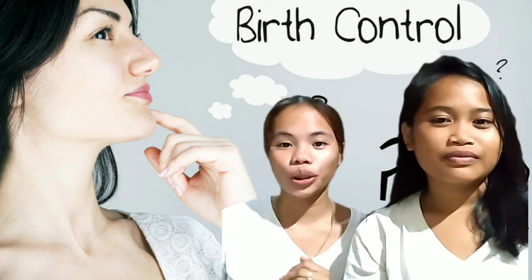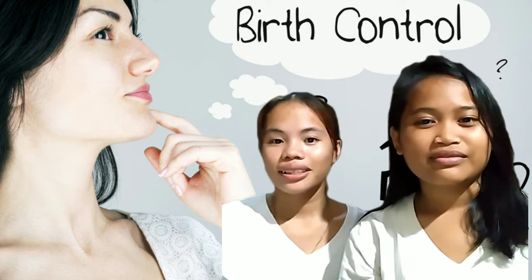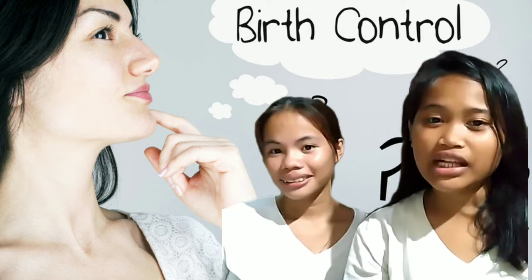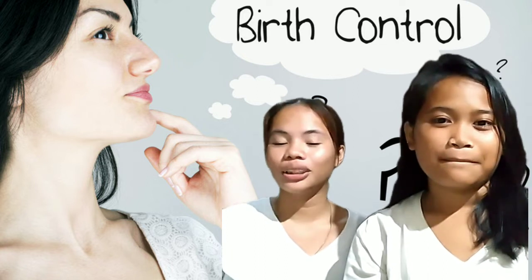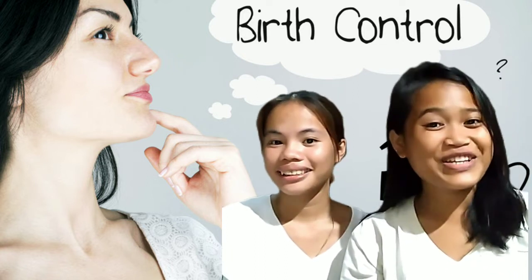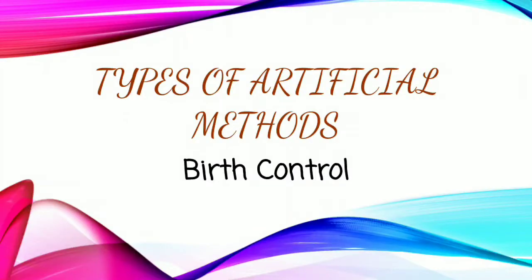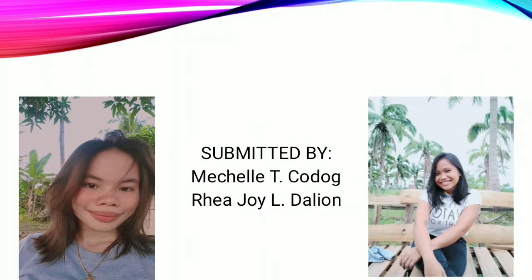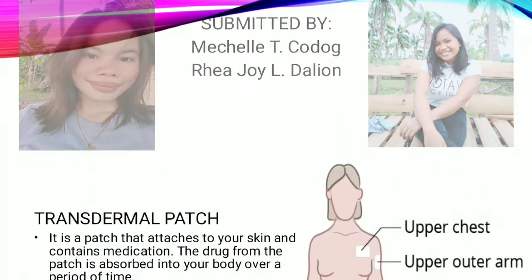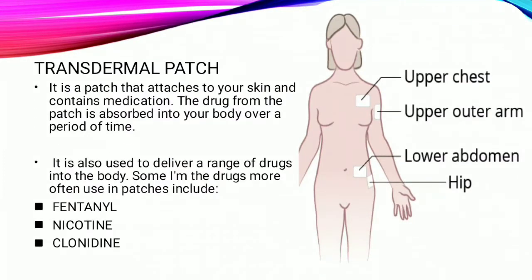And we are assigned to report about the artificial methods such as transdermal patch, vaginal ring, subdermal implants, and hormonal implants. So let's begin. Let's go. So these are the types of artificial methods for birth control. So first, let's discuss transdermal patch.